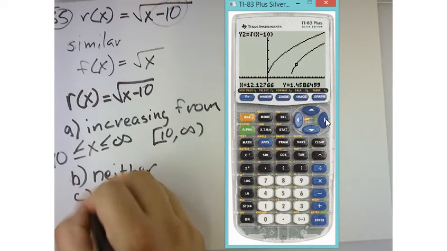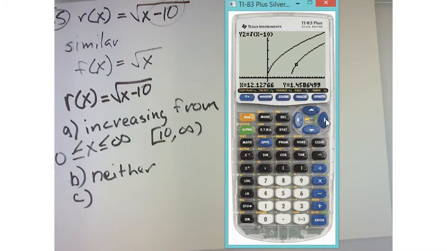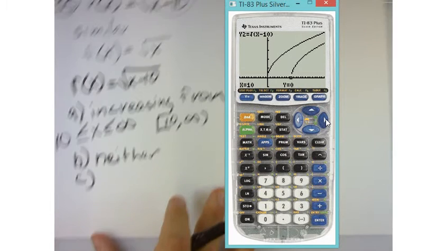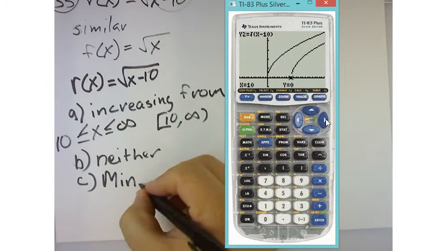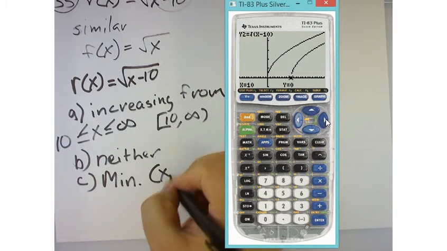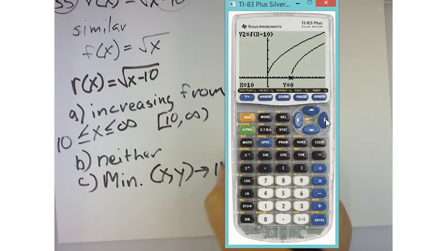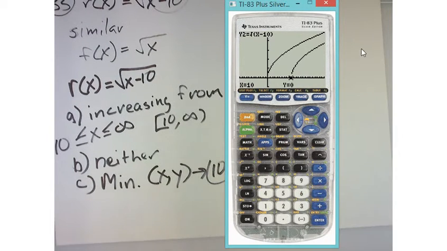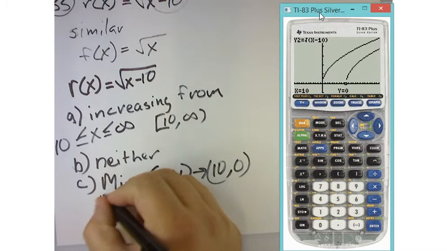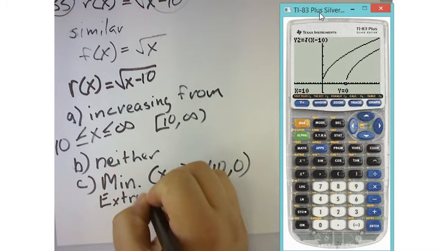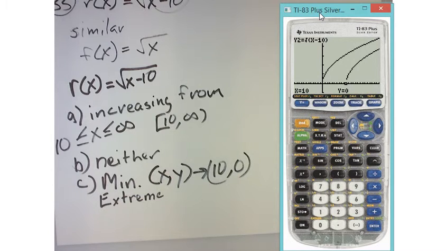Part C asks us, are there any extreme values in this thing? Well, the only extreme value is the minimum, right? When I plug in 10, I get y equals 0. So there is a minimum value. Now that's a little different than we're used to, right? We're used to seeing the hills and valleys as being minimum and maximum values. Now, we would call this the extreme because it is the absolute lowest point on the whole graph, right?